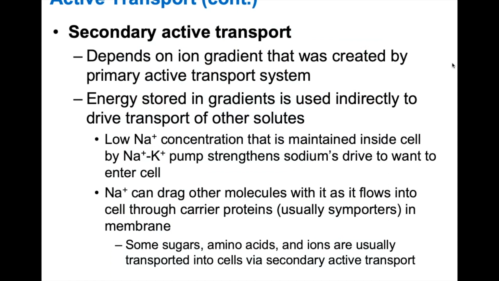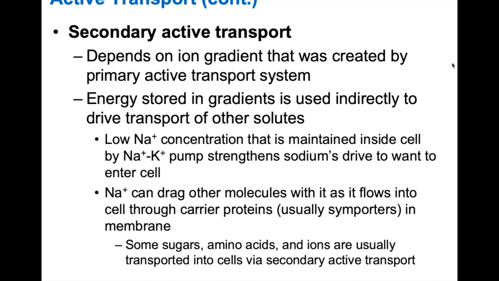So secondary active transport is when we're not using the energy directly that's released from ATP when you cleave off that last phosphate. Secondary active transport depends on the ion gradient that's created because of the primary active transport system. This is typically moving charged molecules. When you have a buildup of a charge on one side of a membrane, that's an ion gradient. So energy stored in gradients is used indirectly to drive transport of other solutes.